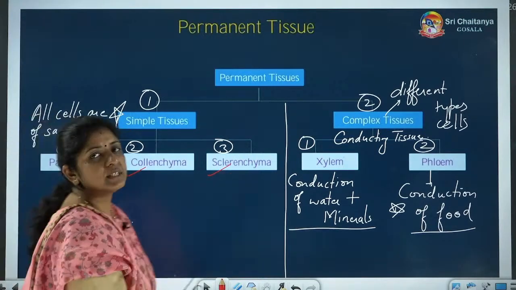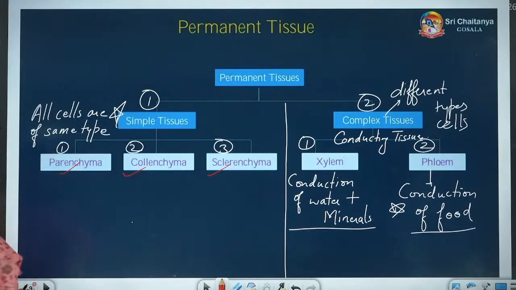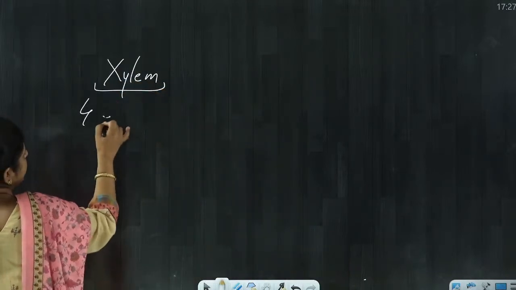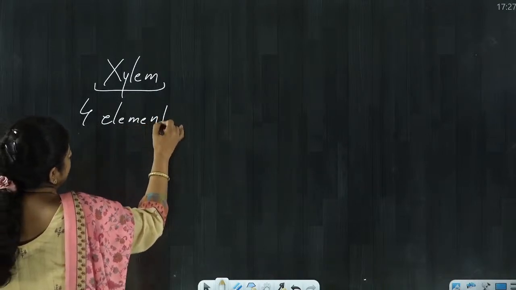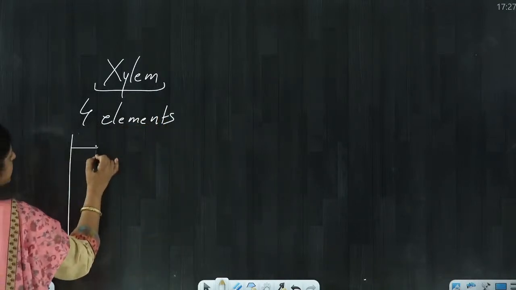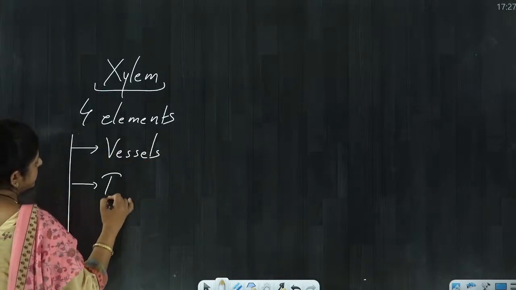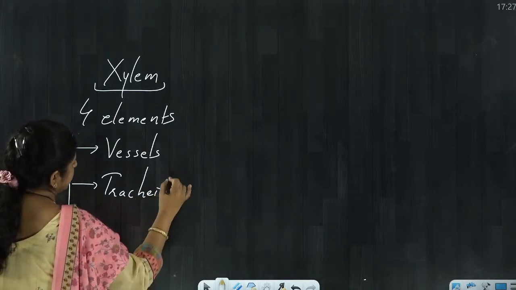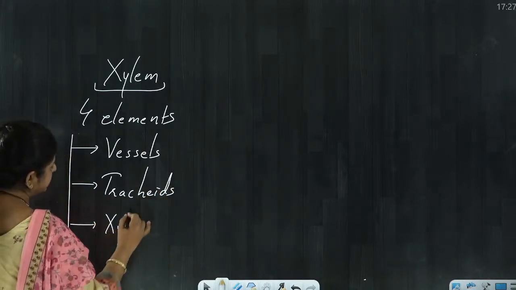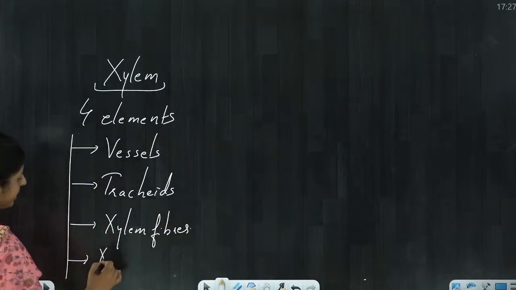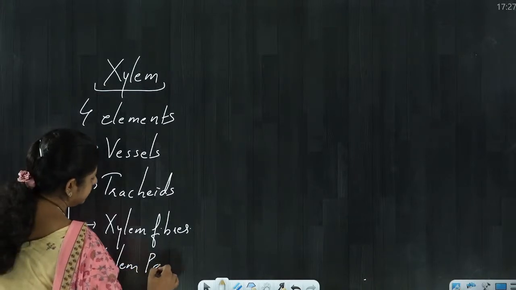Now let us look at the xylem and the phloem. Let me give you some things for this part. Xylem is further made up of four elements, right? What are those four elements? It is made up of vessels, tracheids, xylem fibers and xylem parenchyma. Fine.